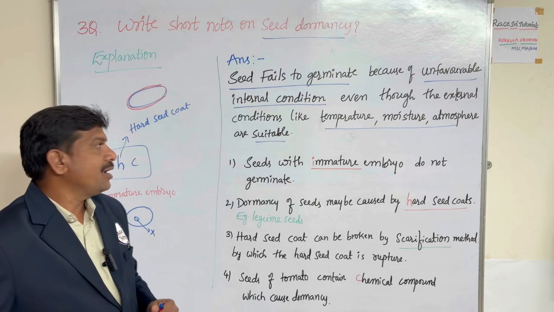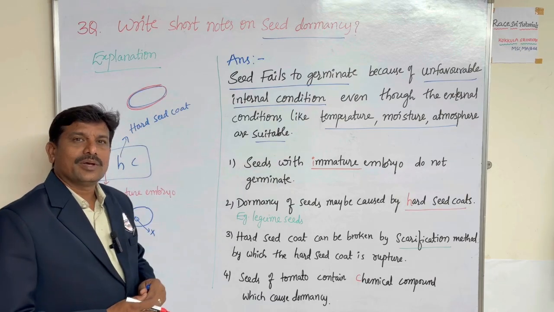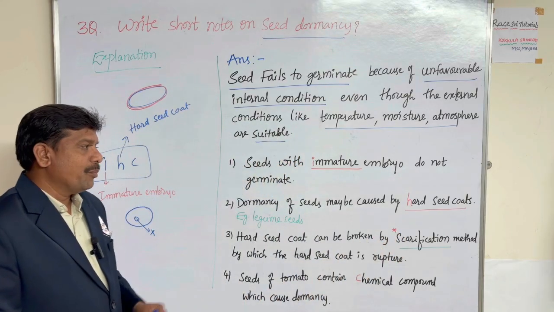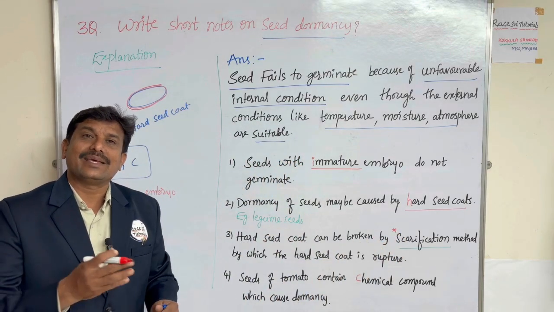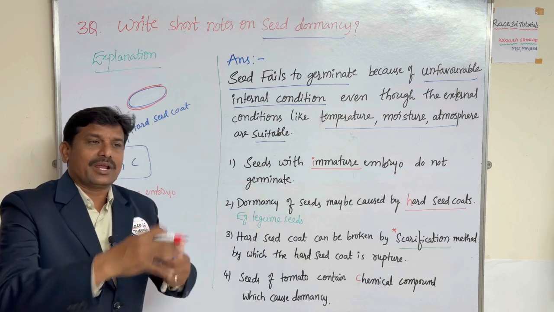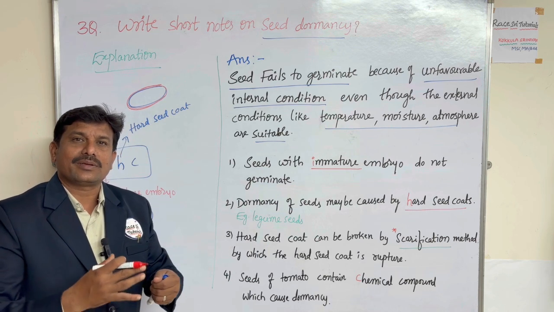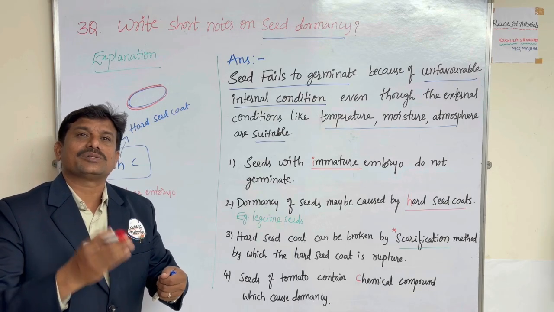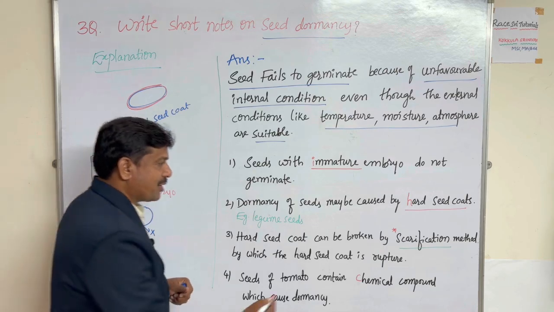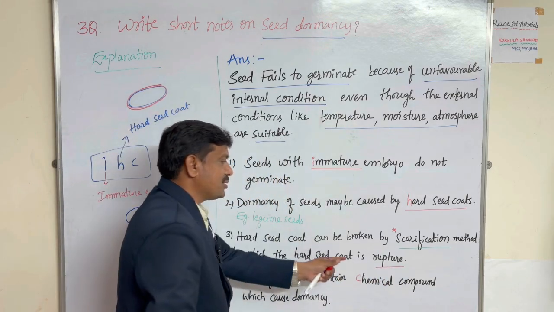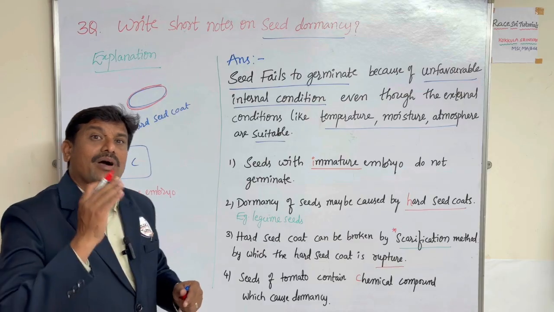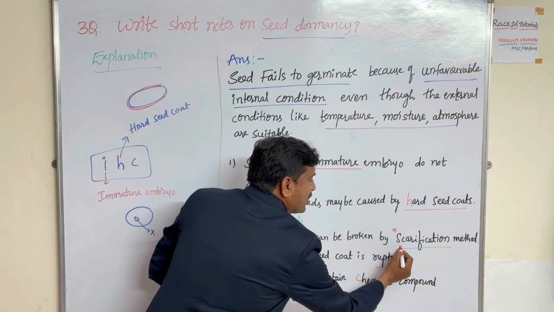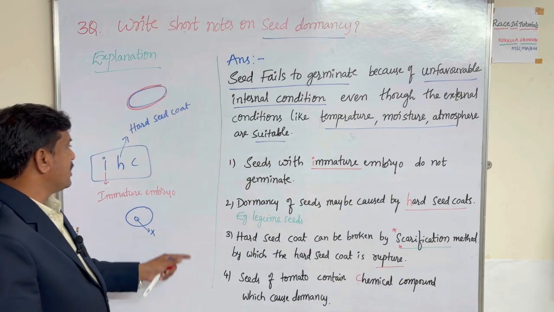Sir, is there any method to remove this hard seed coat? Yes, one method is there: the scarification method. In scarification, sand and feed are used with the seed, a mixture along with sand. After that, the hard seed coats are removed, ruptured. So the scarification method is used for removing the hard seed coat.